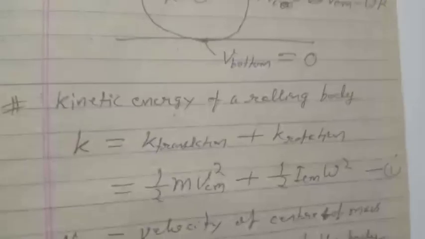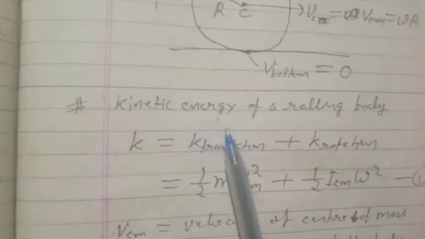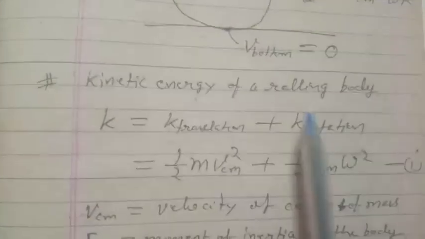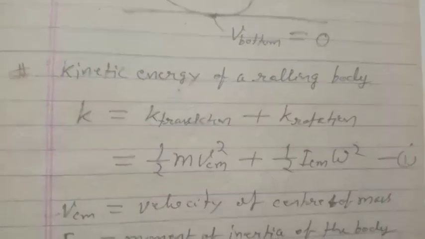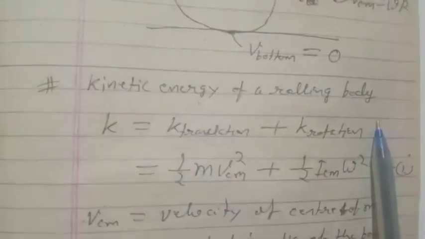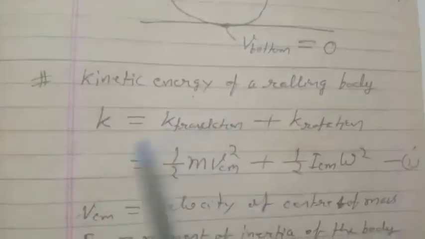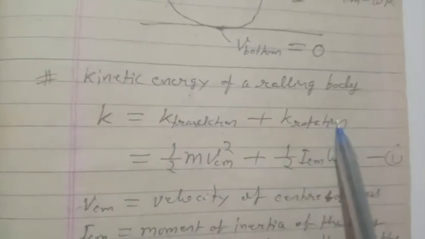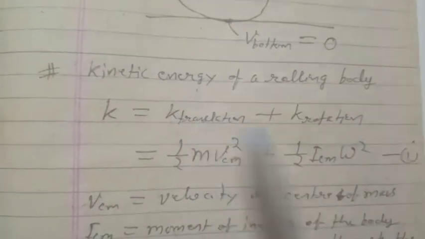Now, the kinetic energy of a rolling body. Because in a pure rolling body there are two types of motion, translation and rotation, there will be two kinetic energies. So here we have written K equals K translational plus K rotational, that is, translational kinetic energy plus rotational kinetic energy.